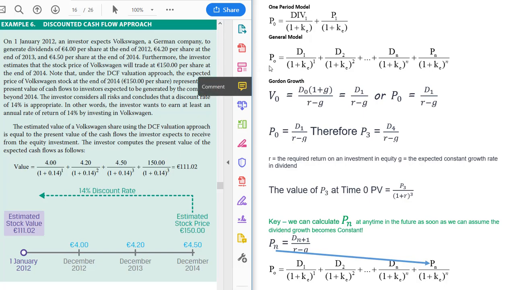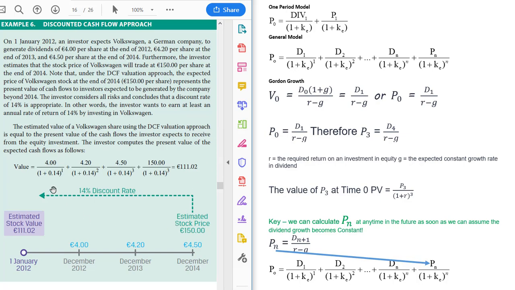So how do we calculate the value? Value P0, or sometimes we see it as V0, is, so we're using the general model here, D1, D2, D3, P3, and we're doing the present value calculations divided by 1 plus the cost of equity or required rate of return. And it says here the investor wants to earn at least an annual rate of return of 14%. So that's our discount rate. The KE or the R is 14%.